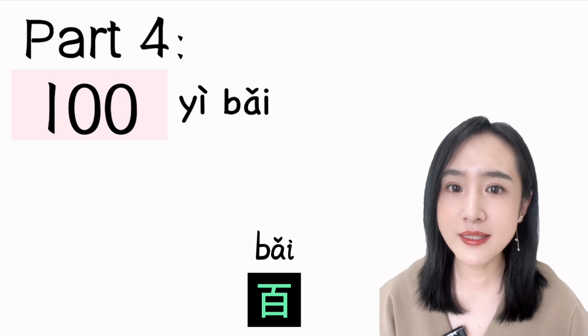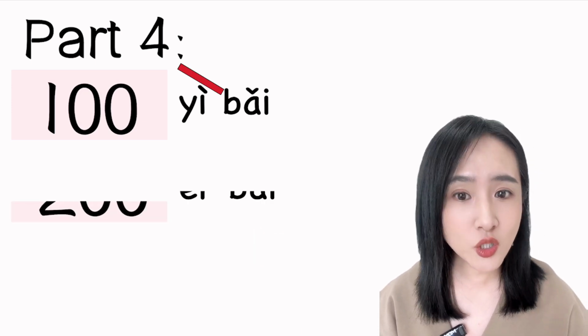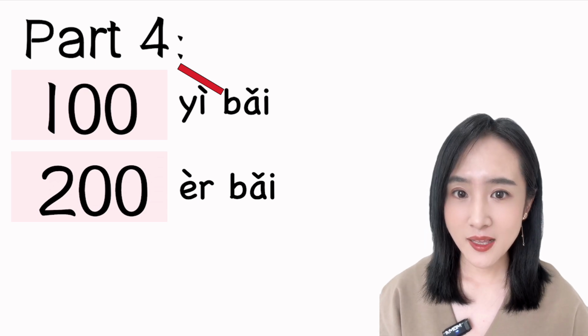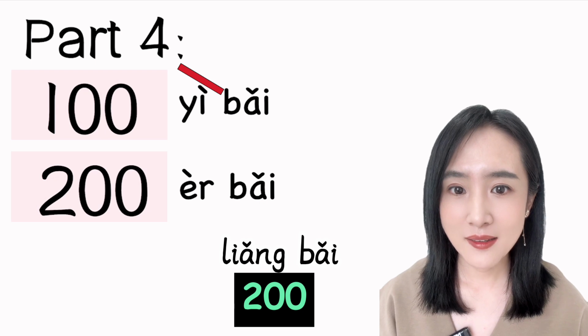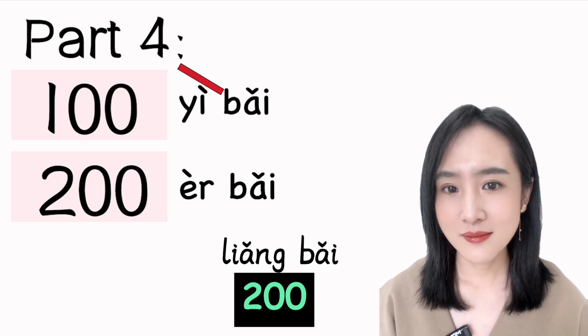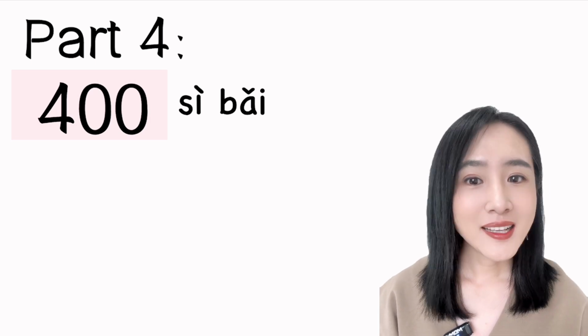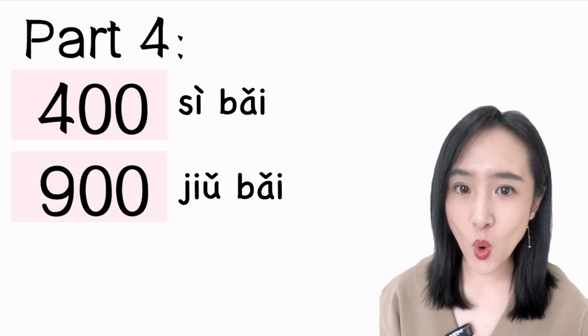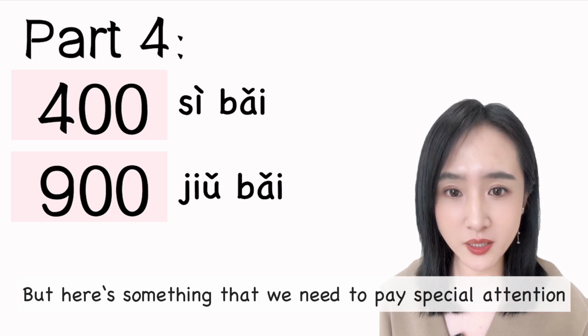Part 4, 100 in Chinese is 百. So 100 you can say 100. And 200, 400, 900. But here's something that we need to pay special attention to.